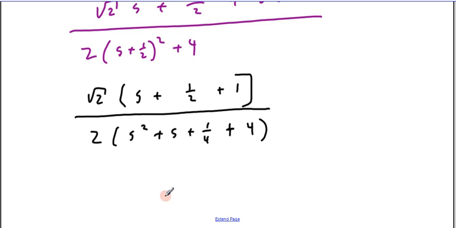Okay, what I'm going to do is multiply top and bottom by 2 over 2. When I do that, I'm going to get square root of 2 times 2s plus 1 plus 1 more, square root 2 times 2s plus 1 plus 2 for 3.